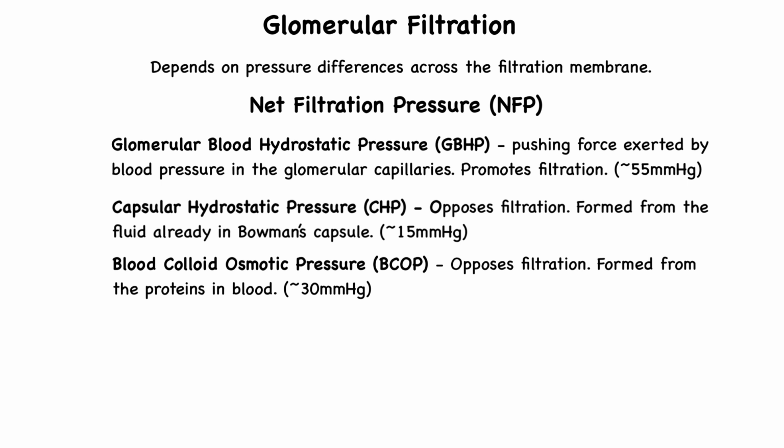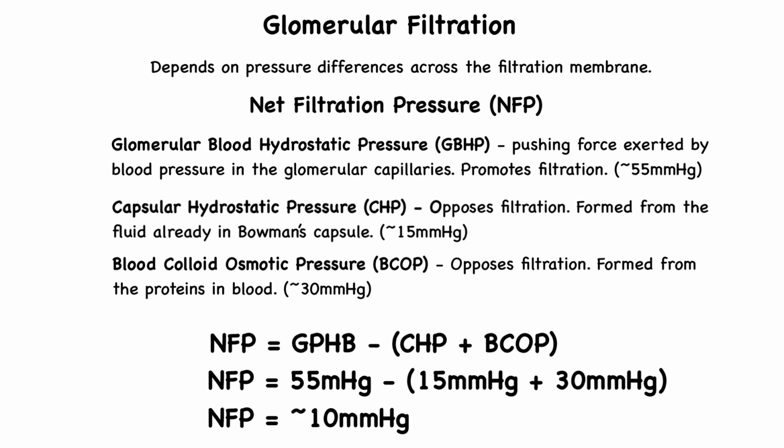Net filtration pressure is the total pressure that promotes filtration and is determined by the following equation, where net filtration pressure equals glomerular blood hydrostatic pressure minus capsular hydrostatic pressure plus the blood colloid osmotic pressure. And it should be around 10 millimeters of mercury. This favors filtration, ensuring plasma is efficiently filtered into the nephron.